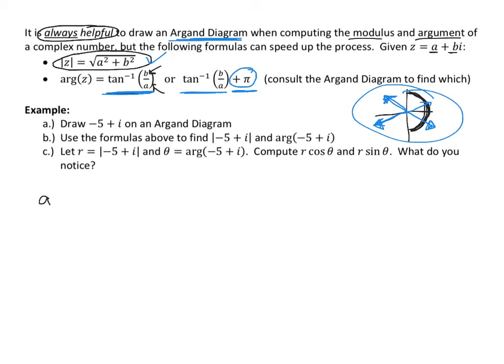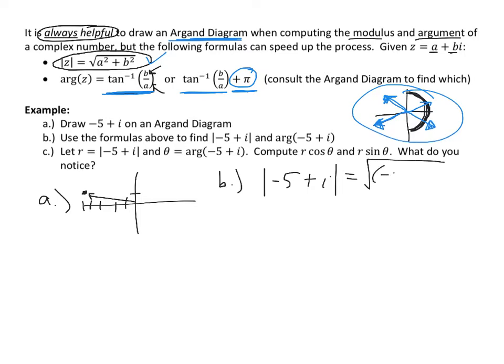So part A, we want to draw this on an Argand diagram. So we draw it: 1, 2, 3, 4, 5, 1. So we've got that point right there. Now we want to use the formulas above to find the modulus and the argument. Well, the modulus should be the square root of negative 5 squared plus 1 squared. Notice that when I'm doing this, I'm not using i, I'm just using the coefficient in front of it. So this is the square root of 26. So we found that.